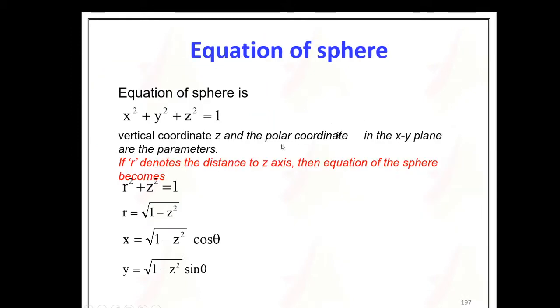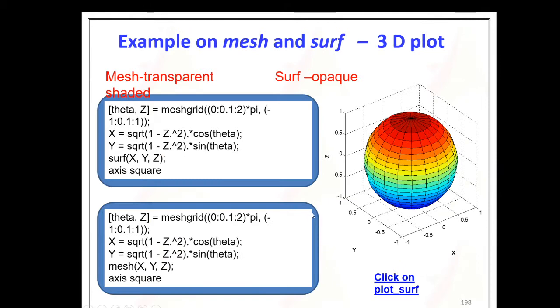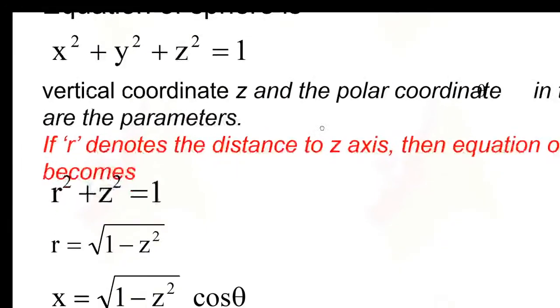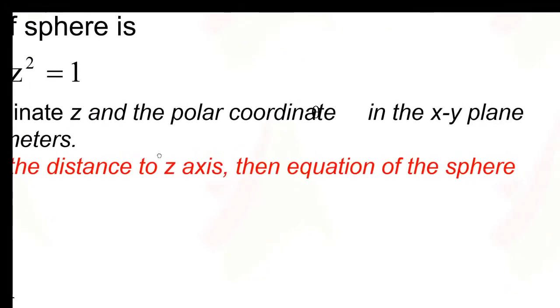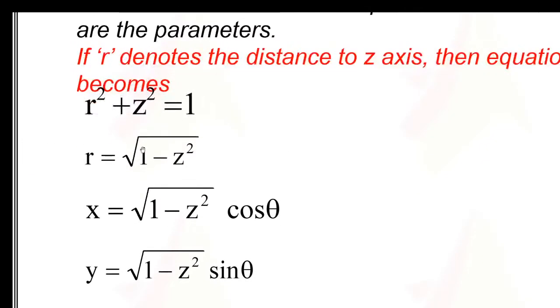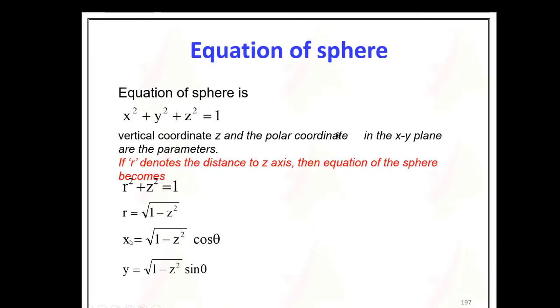Now you can see the equation of a sphere. I am plotting it: x square plus y square plus z square equal to 1. The vertical coordinate is z and the polar coordinate is theta in the xy plane, or the parameters. So r square plus z square equal to 1. I am calculating r, x and y.